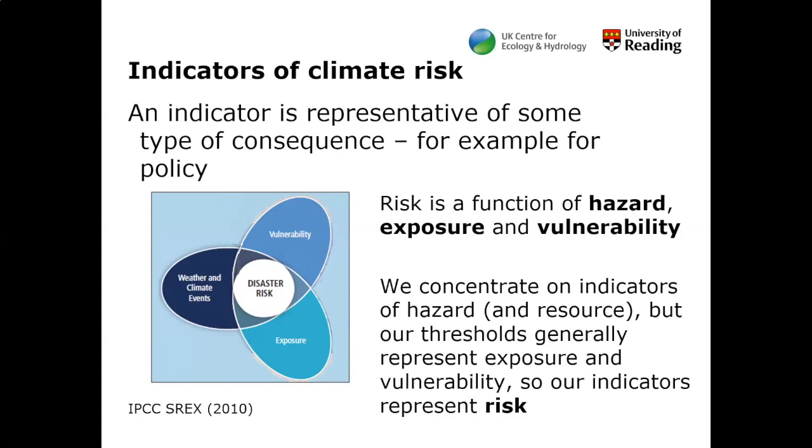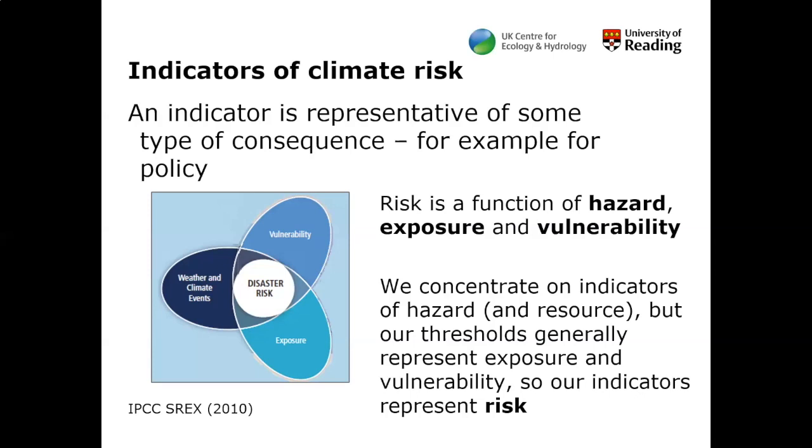Now, Suraje mentioned this at the beginning, but we see strongly that risk is a function not only of the change in hazard and resource, but also change in exposure and change in vulnerability. What we're doing in the project is concentrating very much on the indicators of change in hazard. Many people will be familiar with this diagram from the IPCC SREX report. It's known as the propeller diagram, which illustrates how climate risk is a function of hazard, exposure, and vulnerability. We're concentrating very much on the hazard side. We're not looking explicitly at exposure in terms of number of people or vulnerability in terms of the ability of groups to respond to a pressure.